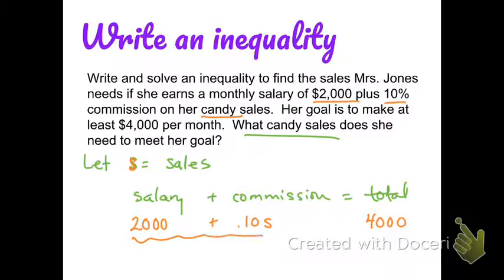So do we want this to be greater than $4,000 or less than $4,000? If we want to make at least $4,000, we want it to be bigger than $4,000. That would be great. But it's also okay if it equals $4,000. We want to make $4,000 or more. So we want this to be greater than or equal to $4,000.